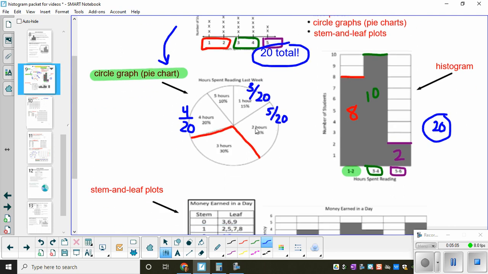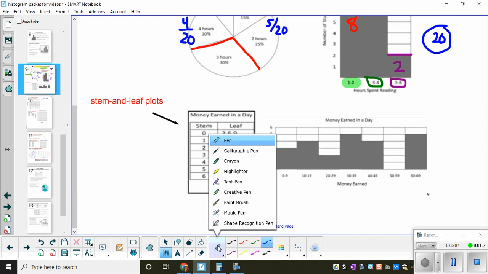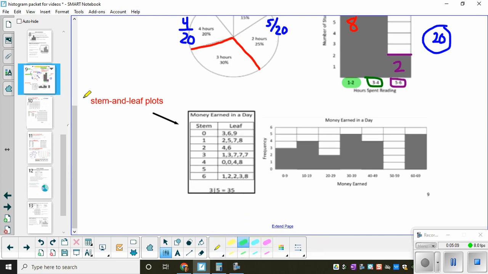Okay. Now, as we scroll down here, the last type of graph that I have as an example is something called a stem and leaf plot. And the reason it's called a stem and leaf plot is because over here, the stem is like the anchor number. So anything that's in the zeros, meaning like 0 to 10. But right here is when 10 would start. So these are going to be like the teens. These are the 20s, the 30s, the 40s, the 50s, and the 60s.